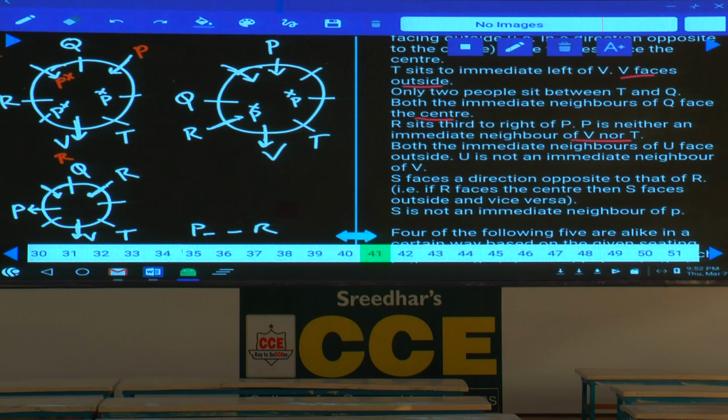Then, R sits out to the right of P. P is not an immediate neighbor of V and T. Then, both the immediate neighbors of U face outside. Immediate neighbors of U are facing outside. Then tell me what are the different possibilities to this one. Both the immediate neighbors of U are facing outside.